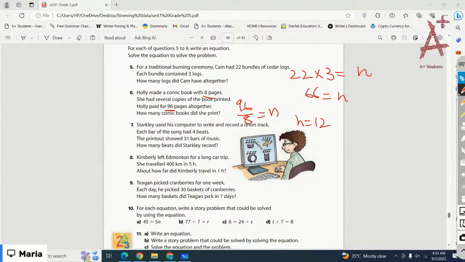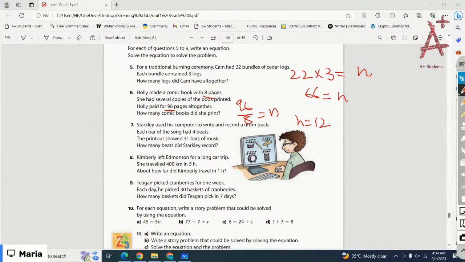Okay. Stockley used his computer to write and record a drum track. Each bar of the song had 4 beats. The printout showed 31 bars of music. How many beats did Stockley record?